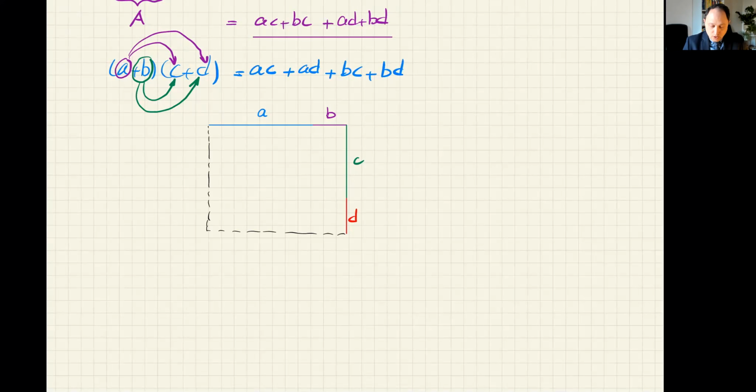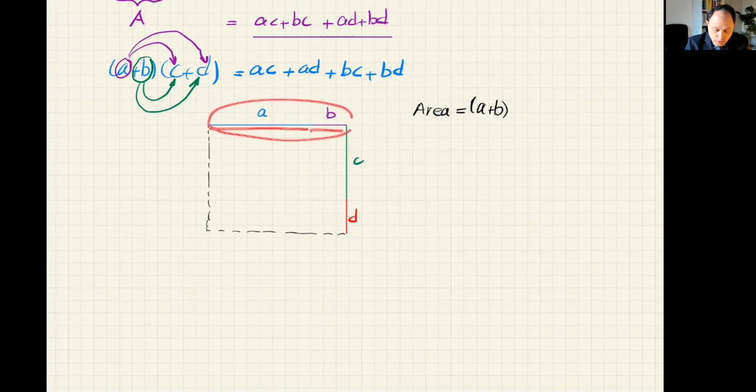Okay, so if I ask you what is the area of this rectangle, the area is easy to calculate. If you want to find the area of the rectangle, you need to measure the length and the width, and then multiply these 2 numbers. So if I ask you what is the length, you would say A plus B. From here to here is A, from here to here is B. So the total length that I see here is A plus B. And then what is the width? The width is D plus C or C plus D. This is the area on the one hand.